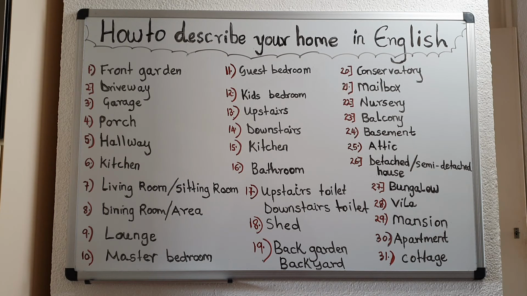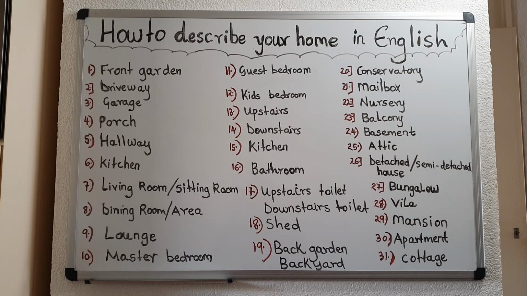Okay. The next word is detached house. Detached or semi-detached house. A detached house means that your house is not attached to any other house on the left or on the right or at the front or at the back. Okay, the walls of your house are not attached to any other house. It is a detached house. Your house stands on its own. It's not attached to any other house.